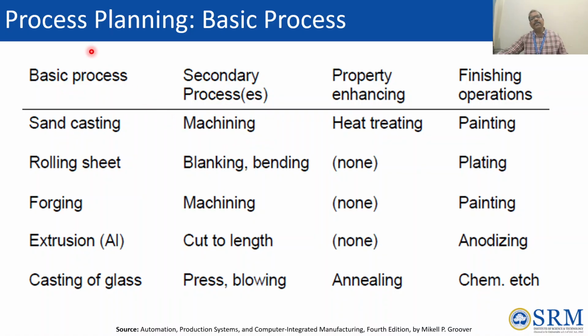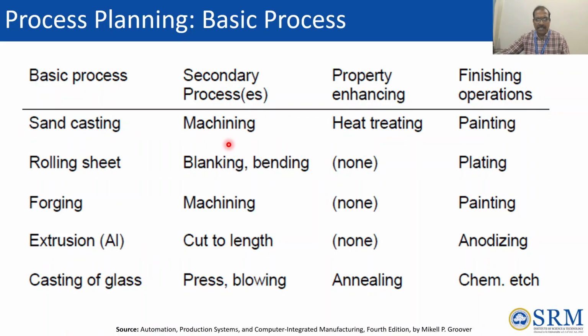Some processes need a basic process, some need a secondary process, some components need a property-enhancing operation, and a final finishing operation. Consider sand casting. Sand casting is the basic process. After sand casting, the casting needs a secondary operation, because the surface won't be that smooth, since sand casting produces irregularities in the outer shell or internal surfaces. So we need a secondary process.